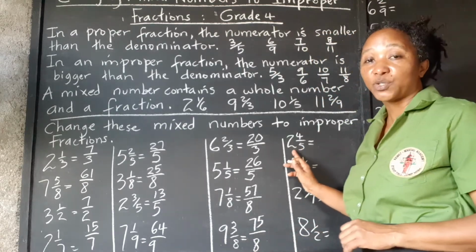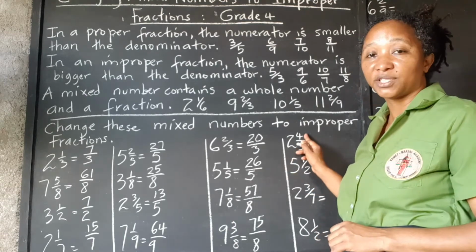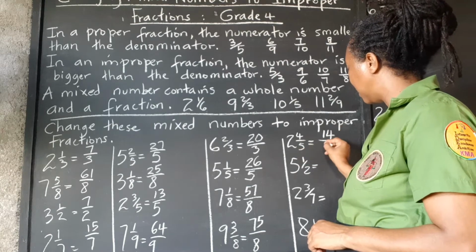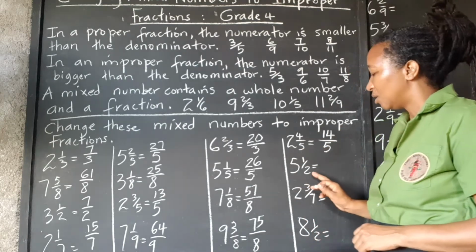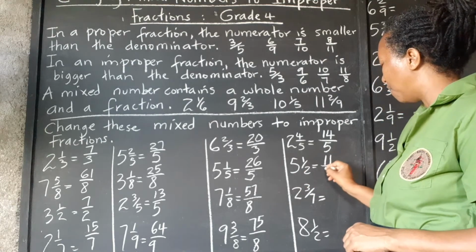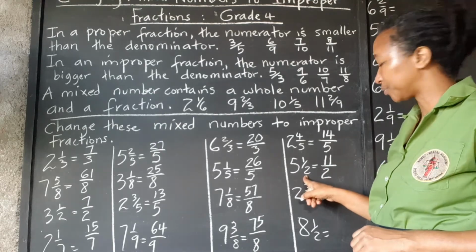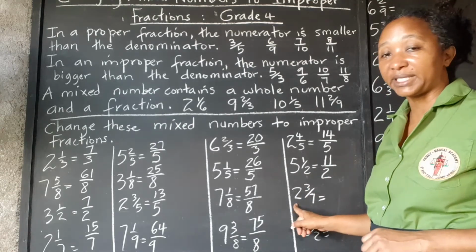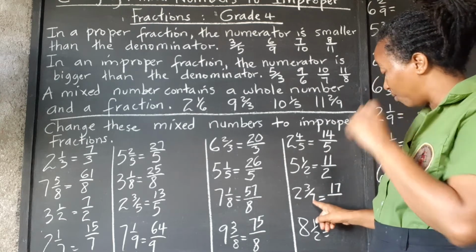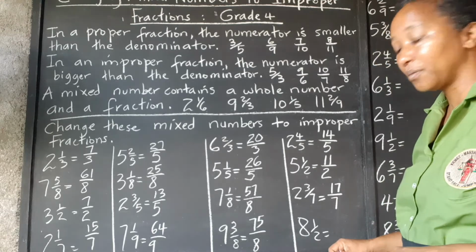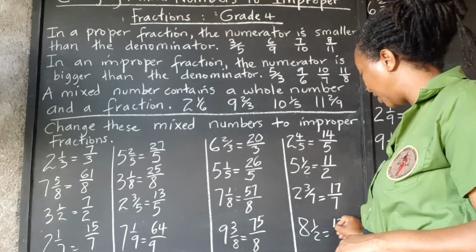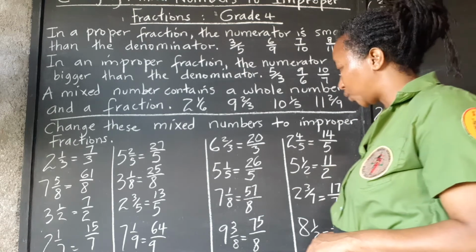5 2s, 10, plus 4, 14, and the denominator is 5. 2 5s, 10, plus 1, 11, back over 2. 7 2s, 14, plus 3, 17, back over 7. 2 8s, 16, plus 1, 17, and the denominator is 2.